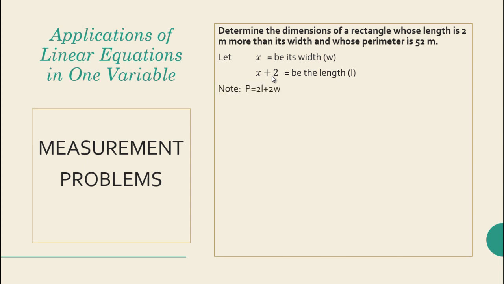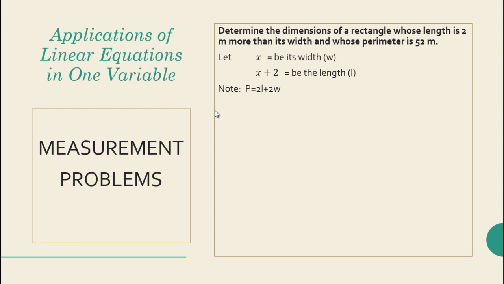Then, it has a perimeter of 52 meters. So, we are going to use the equation of the perimeter of a rectangle, which is P is equal to 2 times length plus 2 times width. Okay. So, in measurement problems, class, we are going to use the formulas in finding the dimensions of polygons.